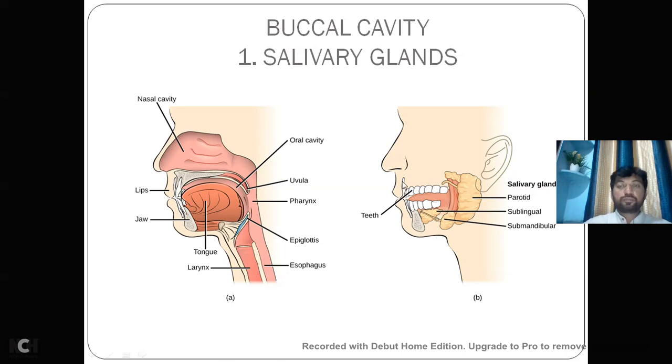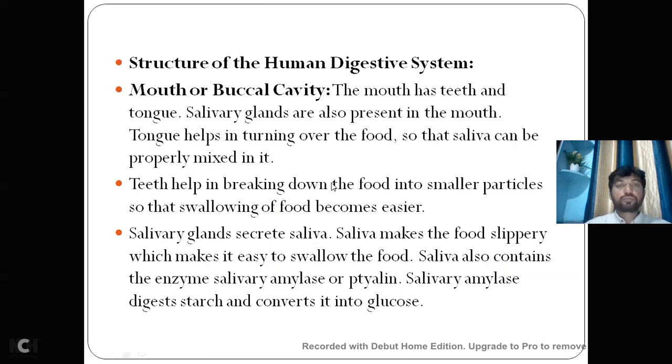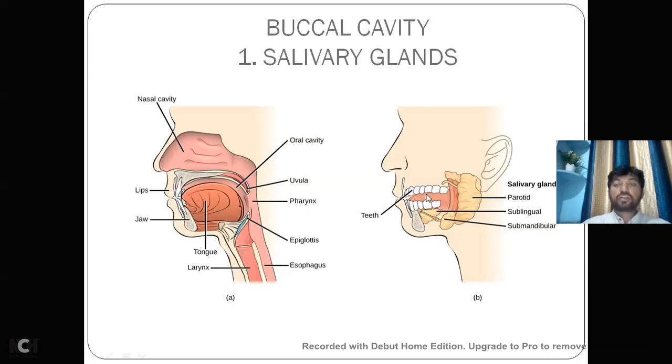See, the complete mouth, oral cavity and nasal cavity with the tongue, pharynx, lips, jaw and all, we call it a buccal cavity. In the buccal cavity, let us understand the mouth has teeth and tongue. The salivary glands are also present in the mouth. See here, the buccal cavity is having teeth, the tongue will be here, and the salivary glands.